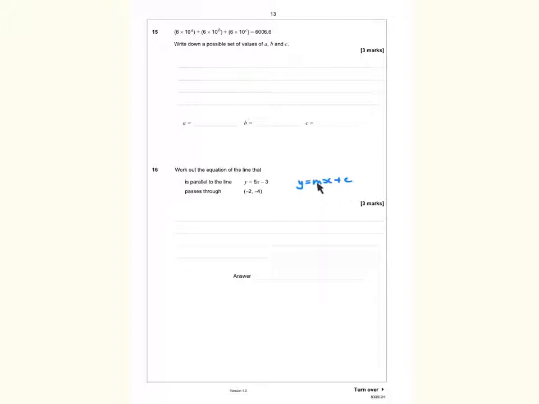We need to recognize this form as the coefficient of x gives us the gradient of that straight line, and the c represents where it crosses the y-axis, or the y-intercept. If there's going to be a line that's parallel to this line, the gradient must be the same. So there's something that we already know about the equation of the line that I need to work out. So I know that it's going to be y equals 5x plus c.